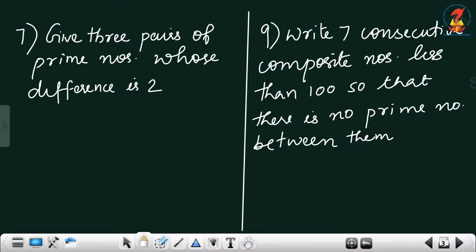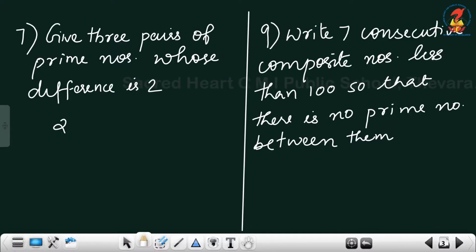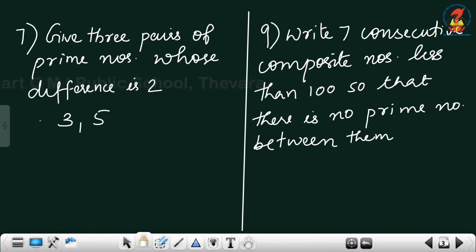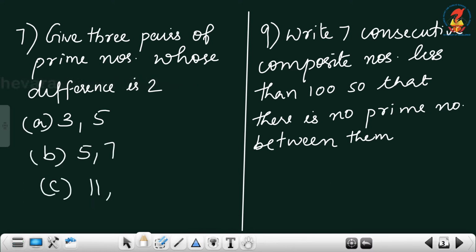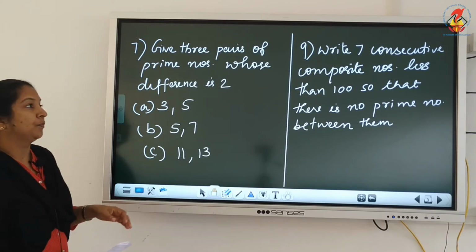Seventh question. Give three pairs of prime numbers whose difference is 2. First one, not 2, it is 3 and 5. 3 and 5, first pair. Second pair, 5 and 7. Third pair, 11 and 13. All these are pairs of numbers whose difference is 2.